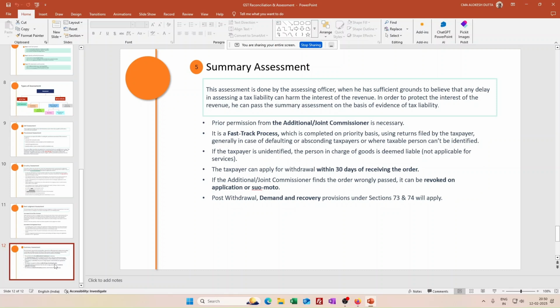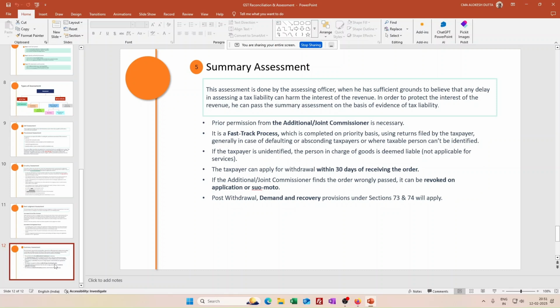Now 2019-20, 2020-21 assessment is done, but in big cases a summary assessment order has already been passed, because in the regular course it will take time for assessment, and if heavy revenue has been suppressed and not paid by the assessee, the revenue department will face a loss. So in that case the additional or joint commissioner passes the summary assessment order for fast track assessment, so that revenue, if any, hidden by the assessee can be recovered in a timely manner. That's all, nothing else.